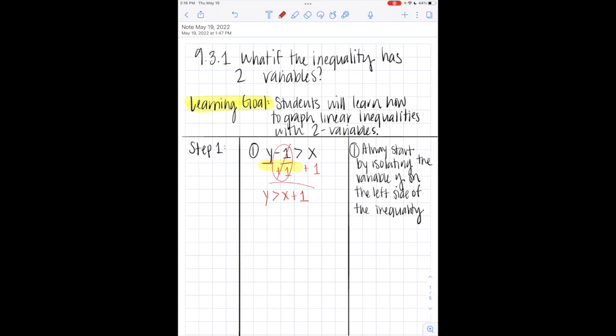Sometimes it's already going to be isolated like that. So you can skip this step, but we always start by isolating the y. So now we're ready for step 2.